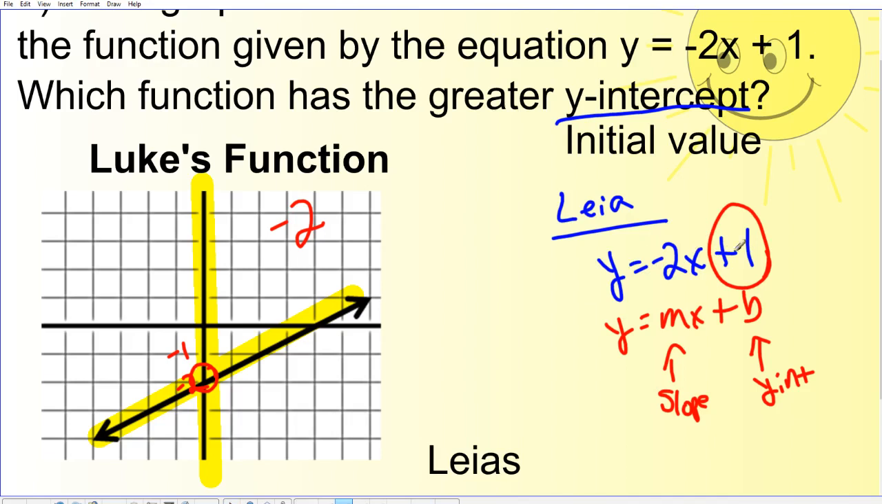If we were to graph this line for Leia, it would cross at positive 1, and then the slope would be something like this. That part's not as important. What it's asking about is the initial value, the y-intercept. Leia's is bigger than Luke's.